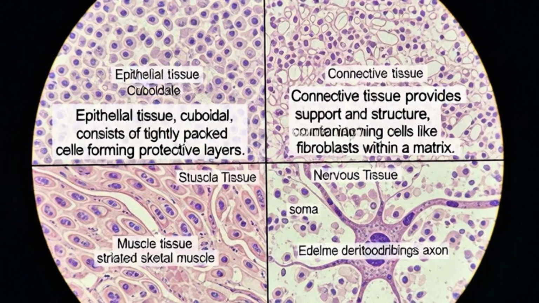Connective tissue provides support and structure, containing cells like fibroblasts. Epithelial tissue, the body's wrapper. This layered structure forms a protective barrier, covering and lining the body's surfaces and cavities. Its stratified layers provide strength and resilience against mechanical stresses. Epithelial tissue is like the plastic wrap or wallpaper of the body.